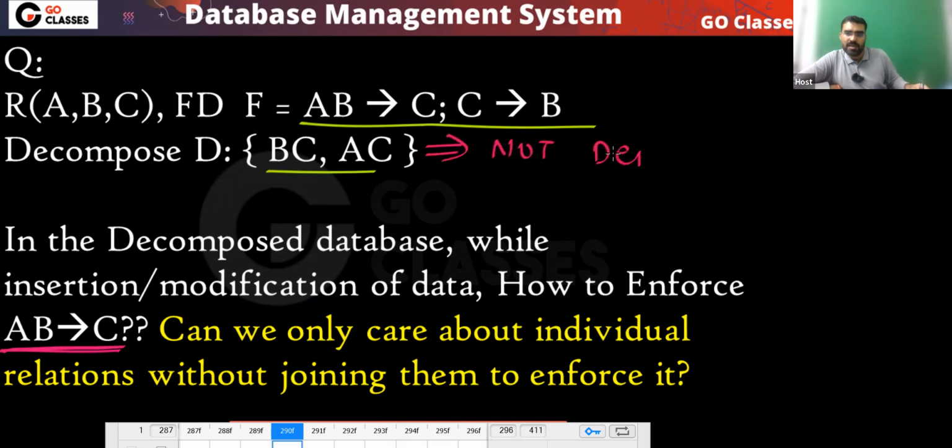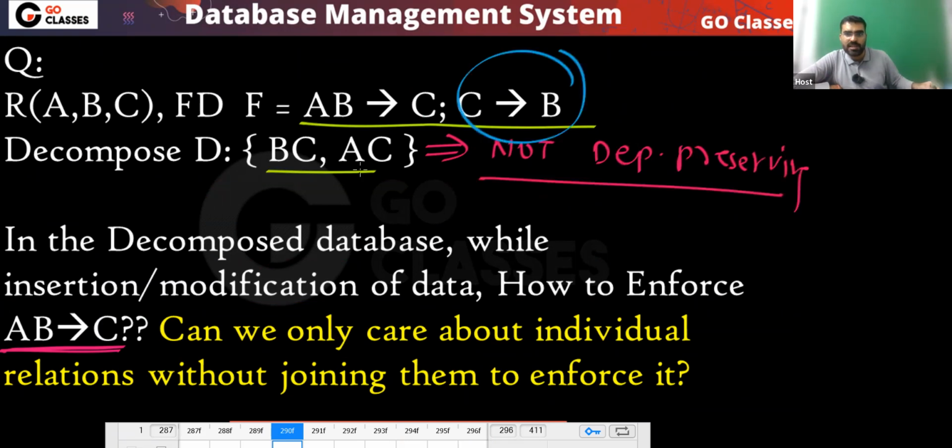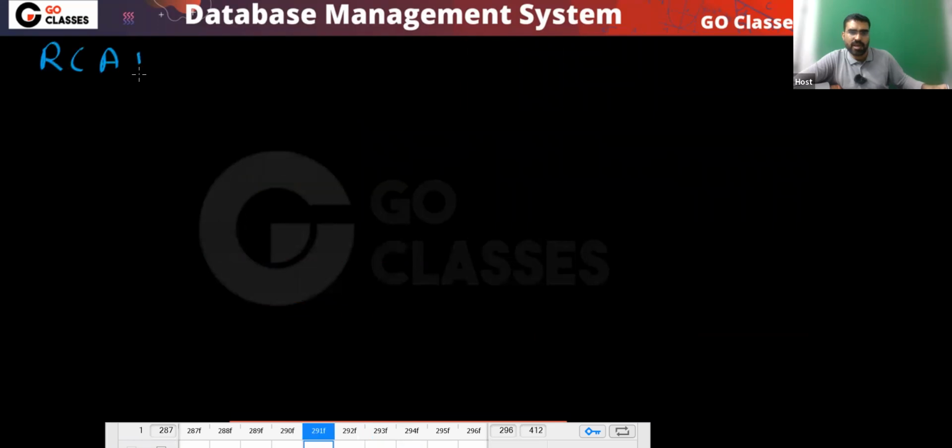This is not dependency preserving. But still, this FD we can enforce here. So this is your table. You have a relation R with attributes ABC, and your FDs are AB determining C, and C determining B.